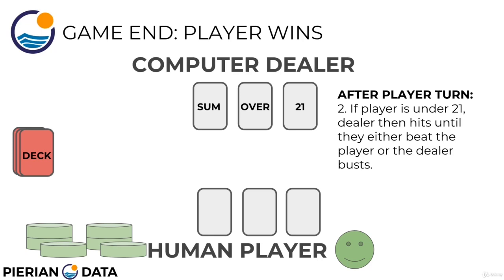So in our simplified version of the game, what's going to happen is the computer dealer keeps hitting until they either beat the human player or until they bust. So eventually what may happen is they keep hitting and then they bust, meaning they have a sum over 21. And if that's the case, the human player wins and they double their bet money, which goes to their bankroll. And we have a happy human player.